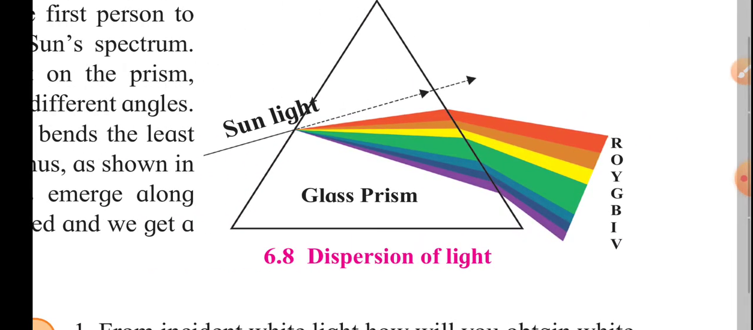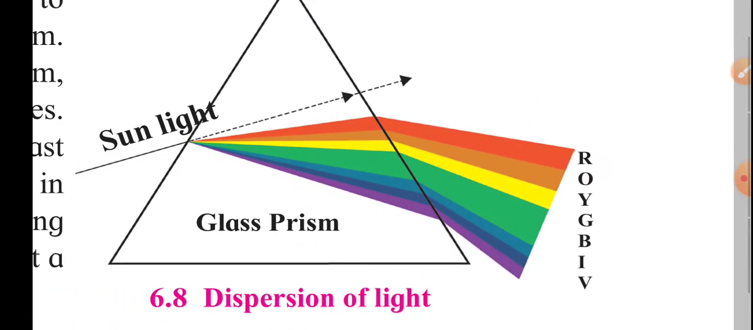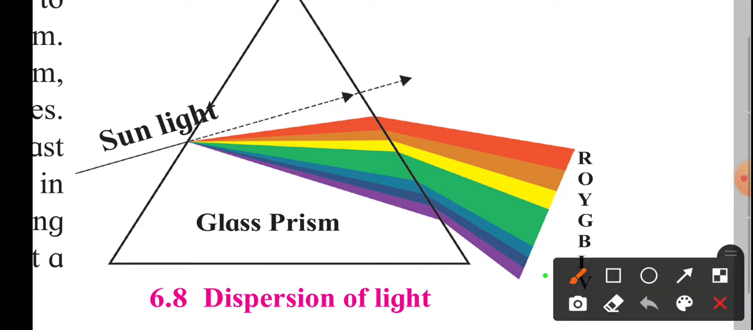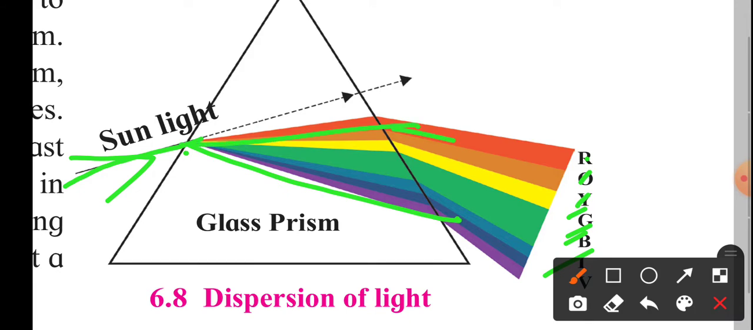You can see over here, these 7 letters represent the 7 different colors: red, orange, yellow, green, blue, indigo and violet. So this is nothing but dispersion. When we talk about dispersion, the white light originating from the sun goes through the prism and gets split into its 7 component colors.